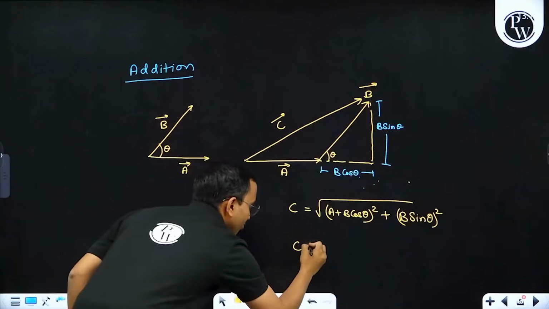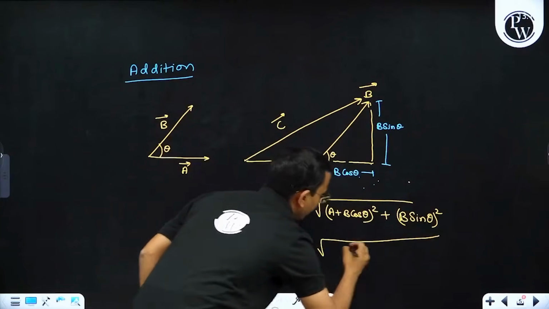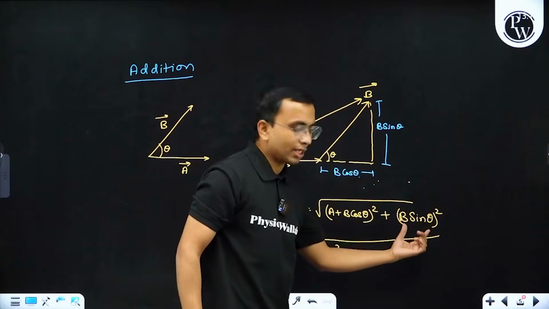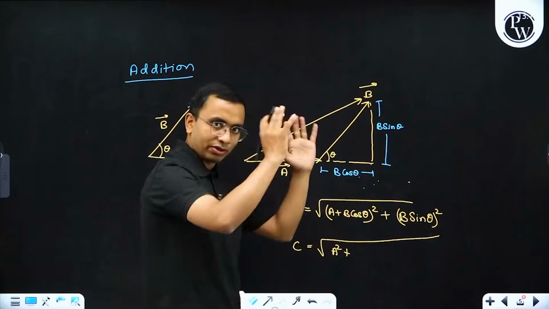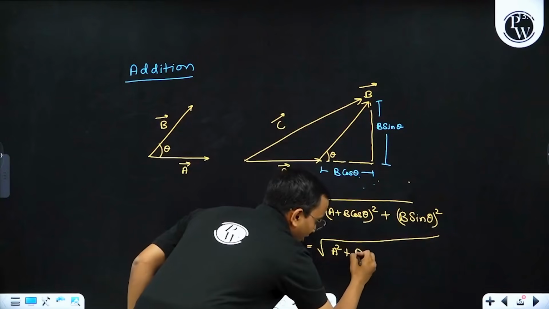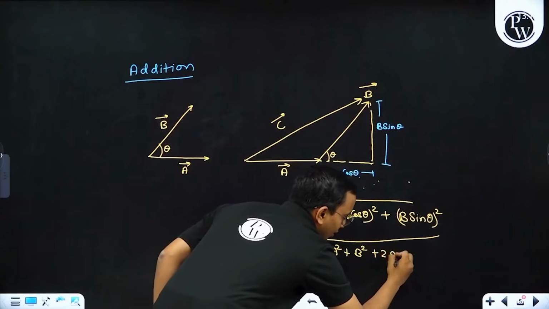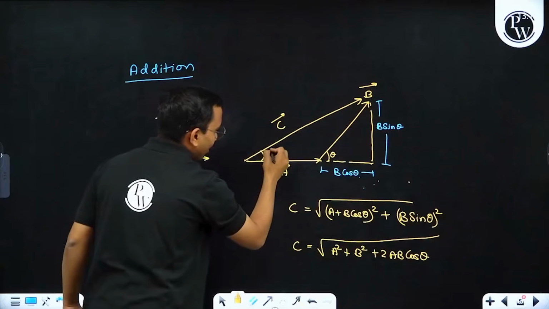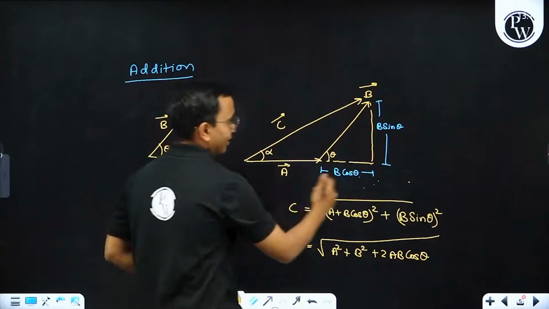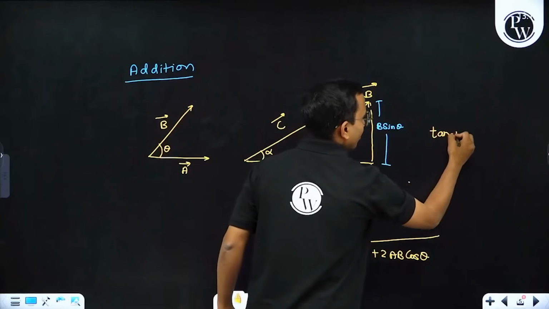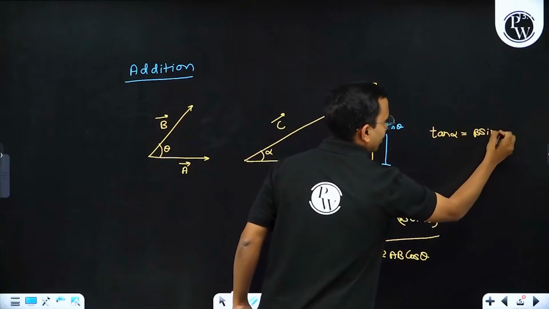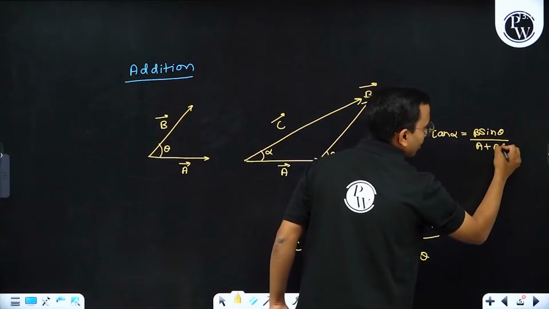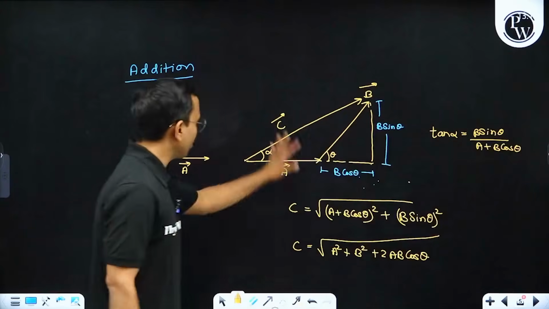From here I got my magnitude as root of A square plus B square cos square theta and then B square sin square theta, that will become B square because cos square theta plus sin square theta is 1. So A square plus B square plus 2AB cos theta. And you can find the angle of the resultant vector: tan alpha is B sin theta divided by A plus B cos theta. This is the triangular law of vector addition.